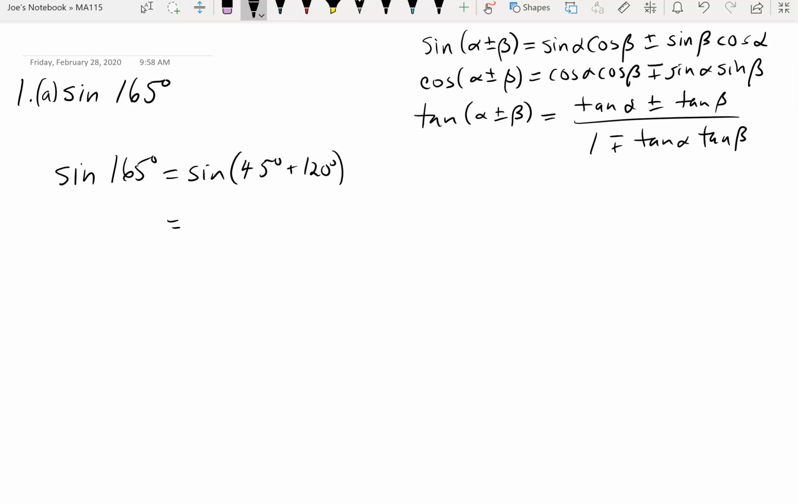What's playing the role of alpha and what's playing the role of beta here? 45 is the alpha and the 120 is the beta? Okay, so how can I rewrite it? Okay, sine of 45 cosine of 120. And then flip it.